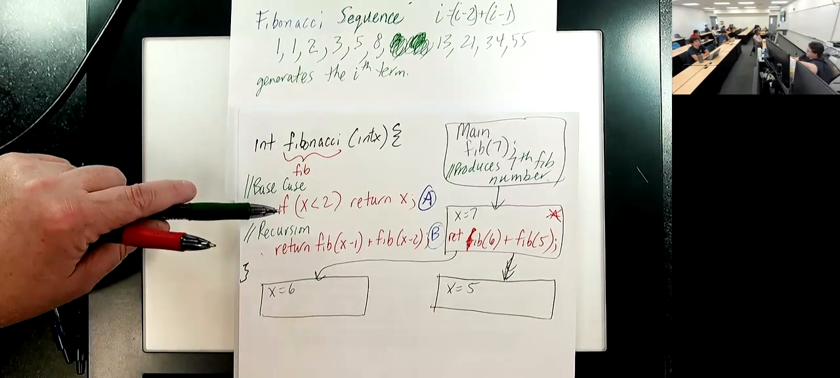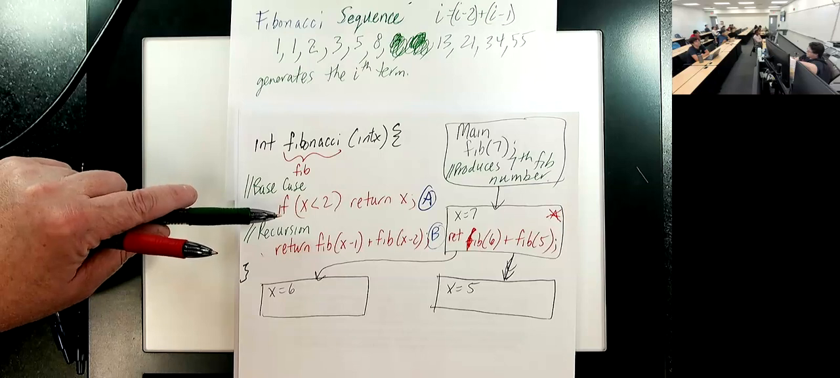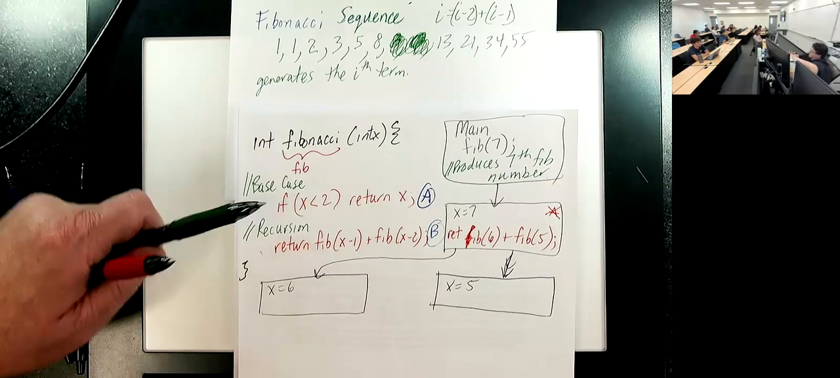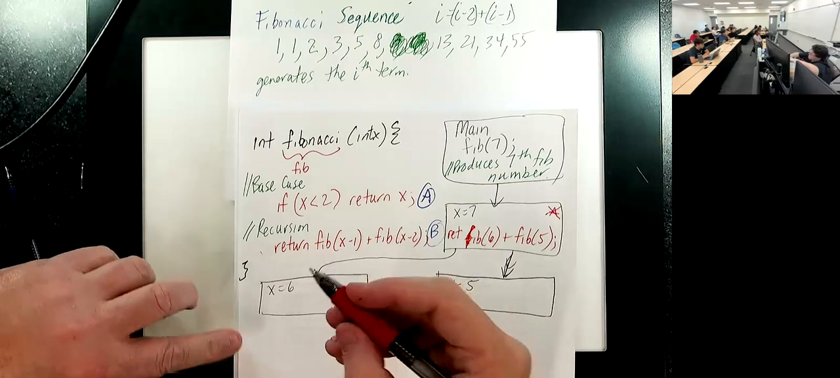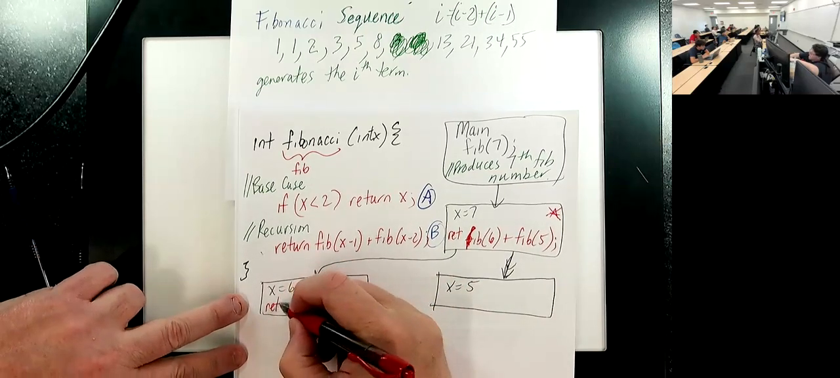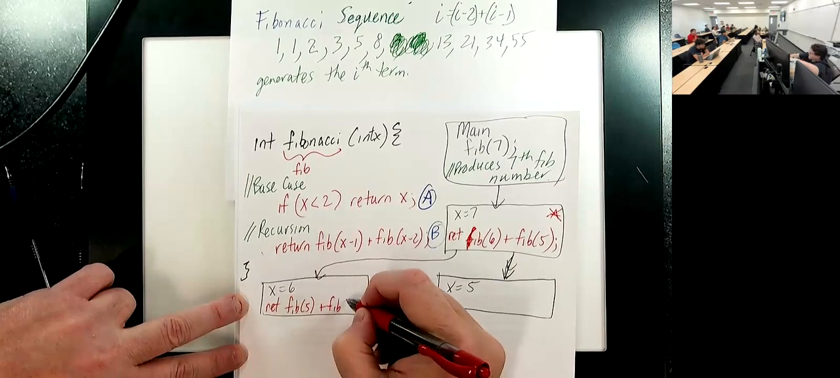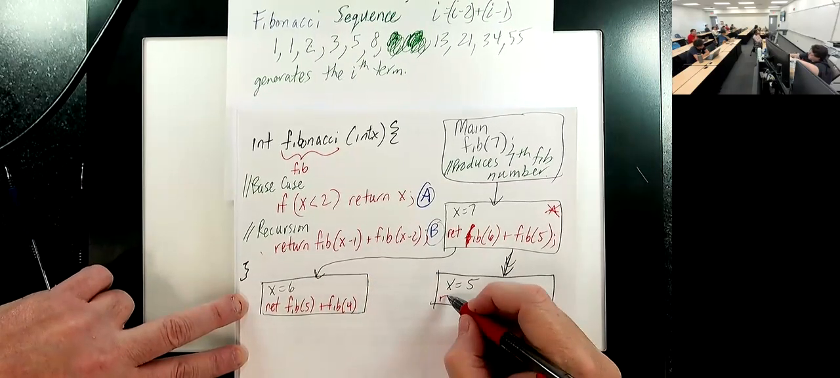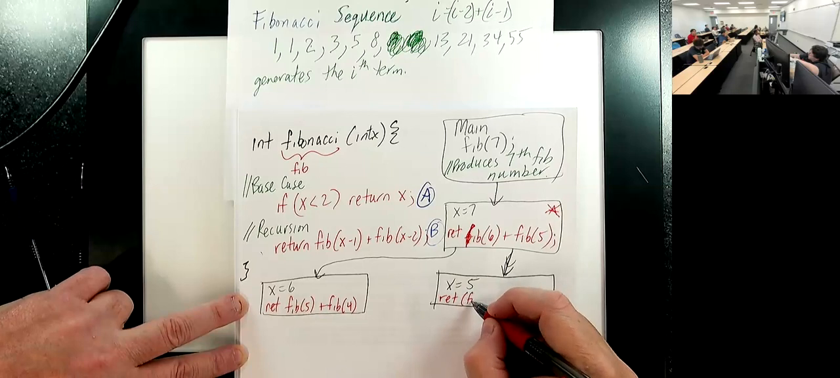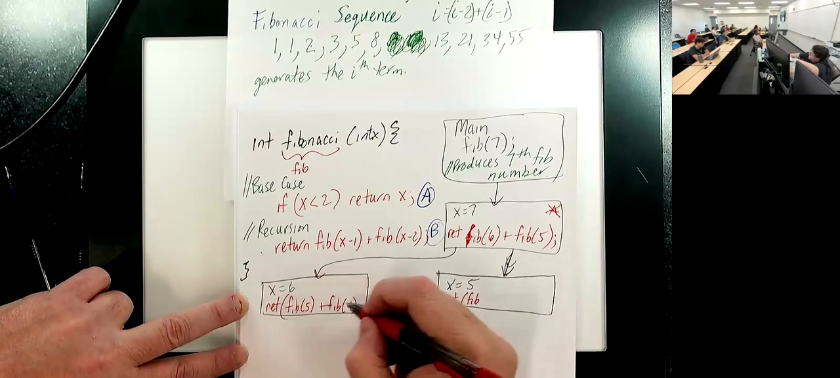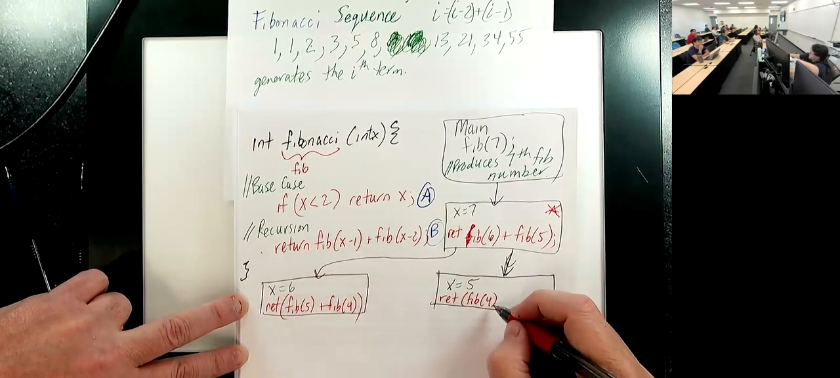In neither case is x less than 2. So this one is going to return fib 5 plus fib 4, and this one is going to return fib 4 plus fib 3.